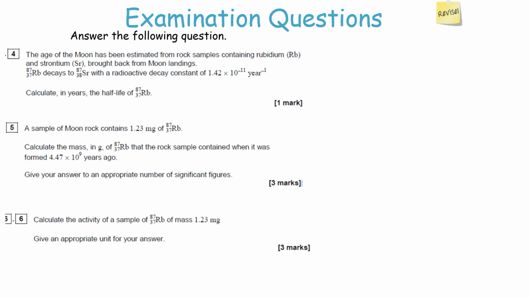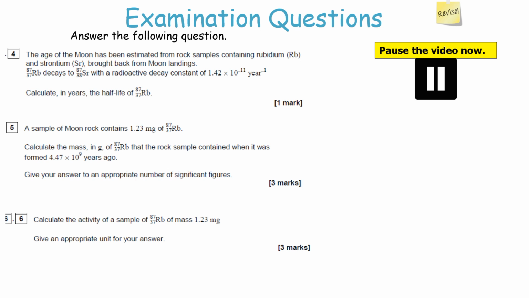A sample of moon rock contains 1.23 milligrams of rubidium. Calculate the mass in grams of rubidium that the rock sample contained when it was formed 4.47 times 10 to the 9 years ago. Then calculate the activity of a sample of rubidium of mass 1.23 milligrams, giving an appropriate unit for your answer. So pause the video now, then unpause the video when you want to go through your answer.